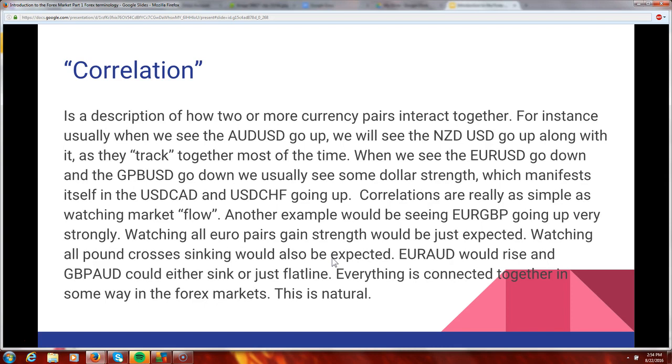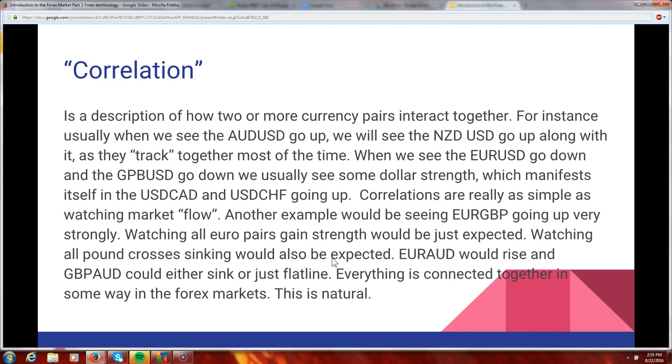And all of the pound crosses would be sinking because the euro's heading up and the pound is crashing. The pound is getting weaker and weaker, and that will affect all of the pound pairs pretty much at once. Relative strength will be seen if you're seeing a lot of pound pairs crashing, but one of them really isn't. If it's just staying flat, then that would be a sign of relative strength, which is another word I forgot to put in here. But yes, it's relatively strong. Everything is connected together in some way in the Forex market.